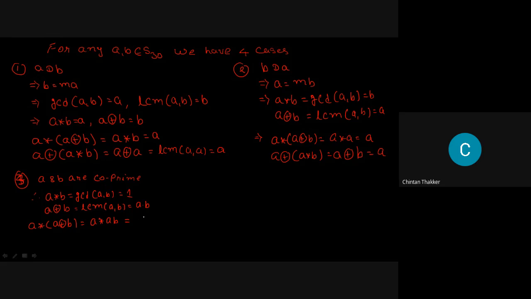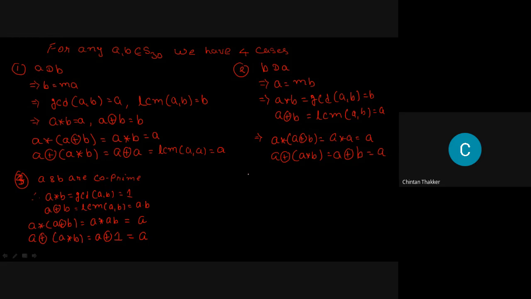So GCD is A. Next, A ring sum (A star B). The A star B is 1, so here we have 1. So the LCM of A comma 1 is A. In this case also the absorption property is satisfied.